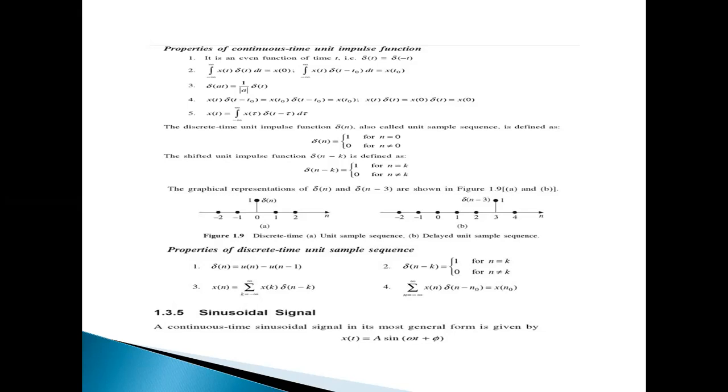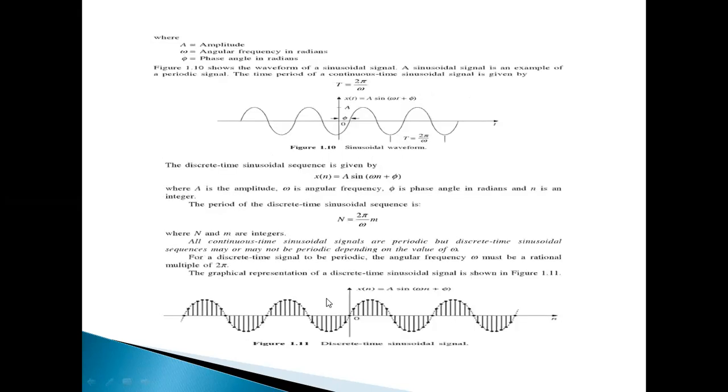x of t is equal to A sine of omega t plus phi. Otherwise you can remove this A, but A is a multiplication factor, or an amplitude. The phi is the phase angle, and omega t is the frequency term, 2 pi f into t. So x of t is equal to A sine of omega t plus phi for continuous time. A is an amplitude, omega is angular frequency in radians, and phi is a phase angle in radians.